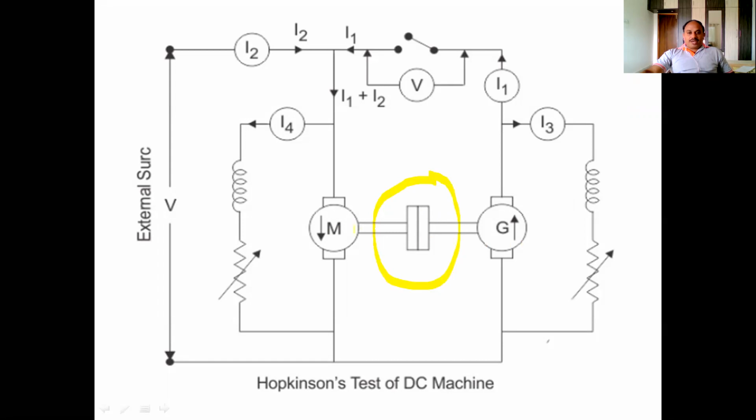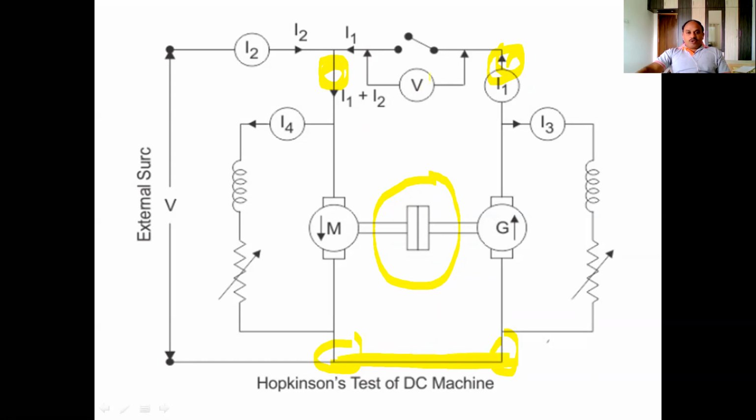The two armatures are mechanically coupled because the armatures are placed on the rotor of both machines. That means both machine armatures run at the same speed. Next, both machine terminals are connected. This is the terminal of the generator and this is the terminal of the motor. Both are electrically connected.